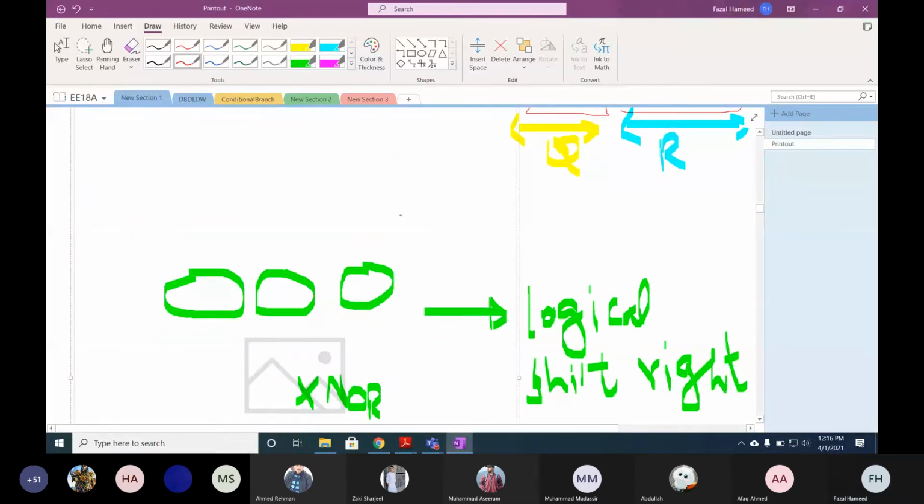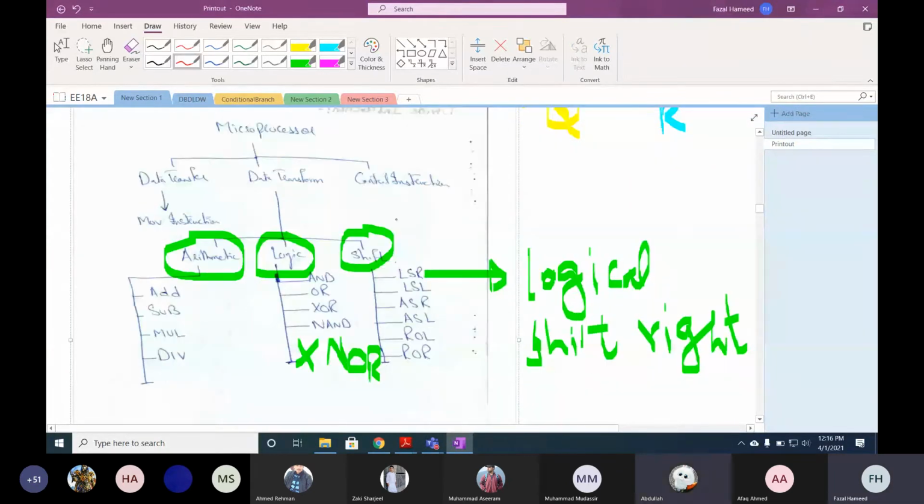Any question? Okay. So now we can have an AND operation, an OR operation, exclusive OR, and NAND operation. We can have NOR operation, and we can have a lot of logical operations.